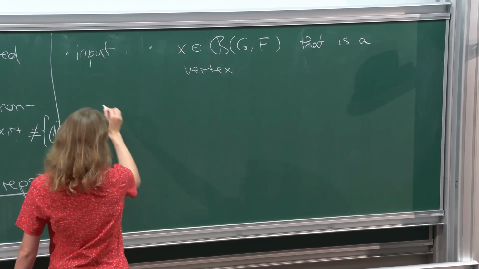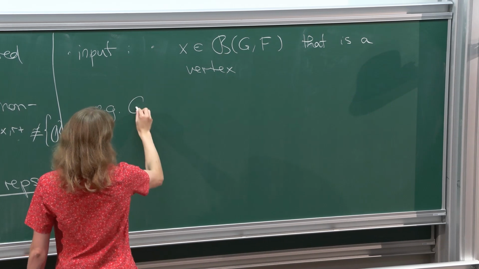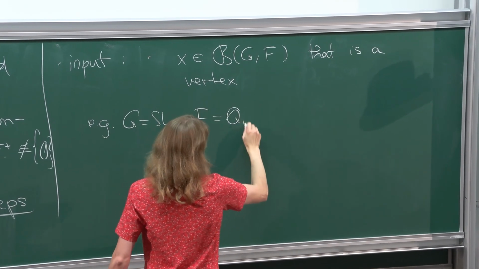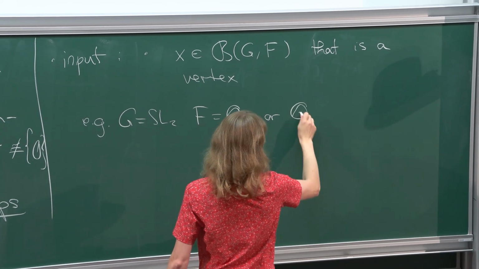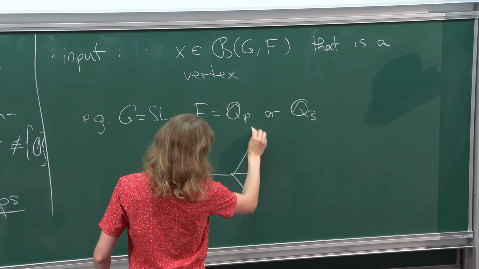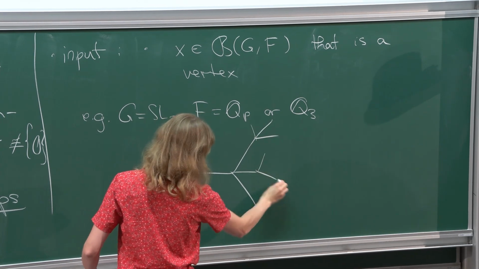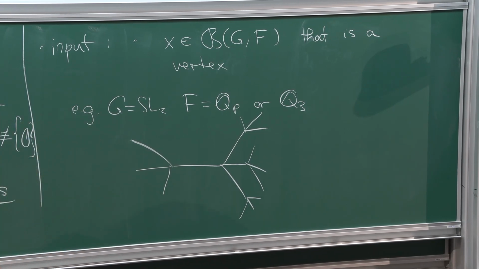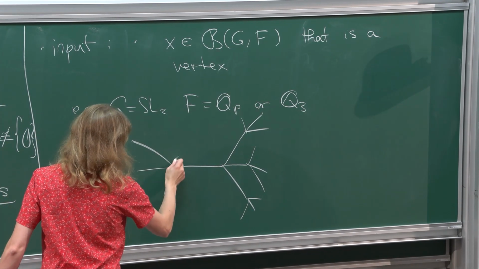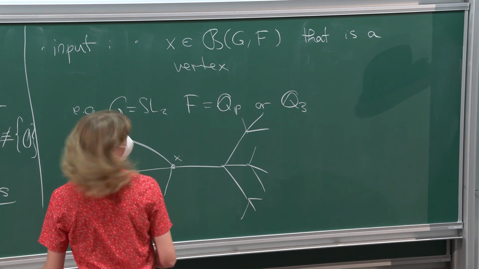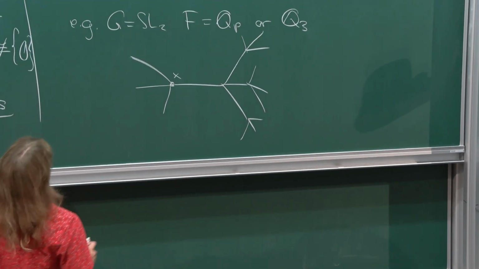So for example, if our group is SL2, say the field is Q_p, or maybe even more specific, say the field is Q_3, then the building is a tree of valency 3 plus 1, so valency 4. So that's the tree. And we take a vertex, so we could take this point x. And then, so that's the first part of the input.